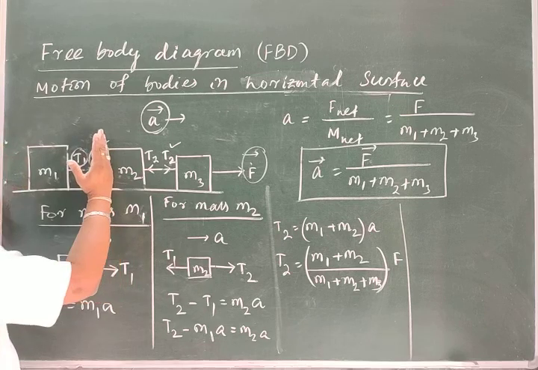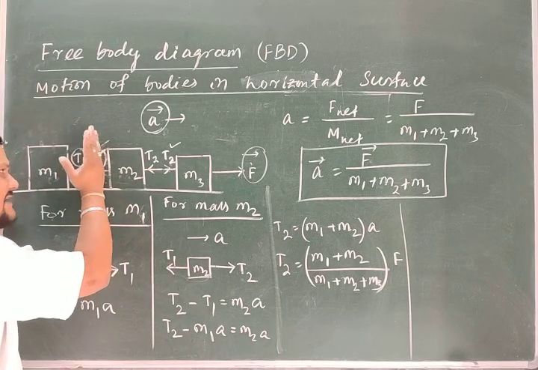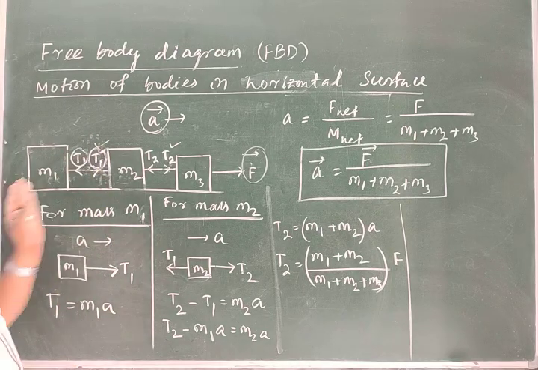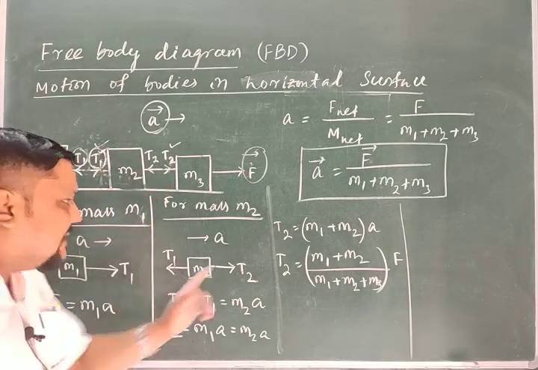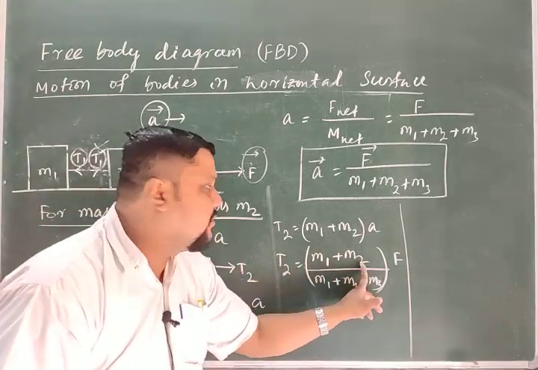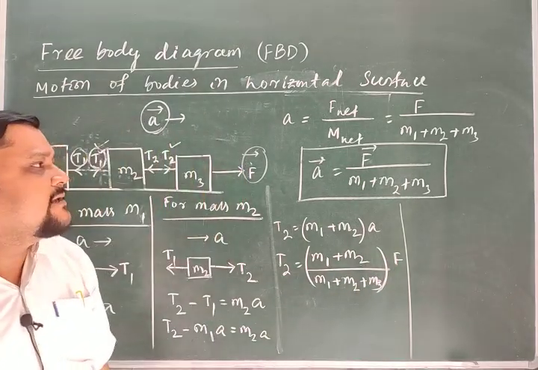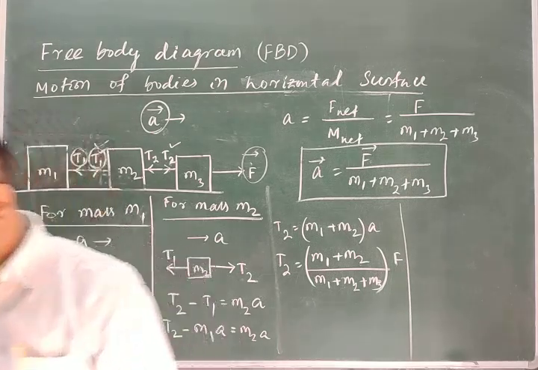It ends here. Think like that. It ends here. So this direct force gives the acceleration. That's why you are getting T1 is equal to M1A. But T2 comes after M2. So after M2, the mass will be M1 plus M2 into F by M1 plus M2 plus M3. Okay. So in that way you will solve the numericals on a three body system.